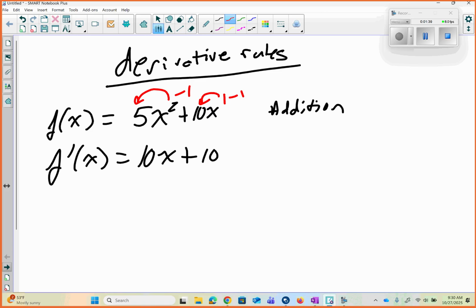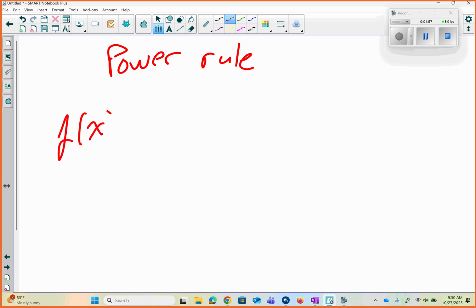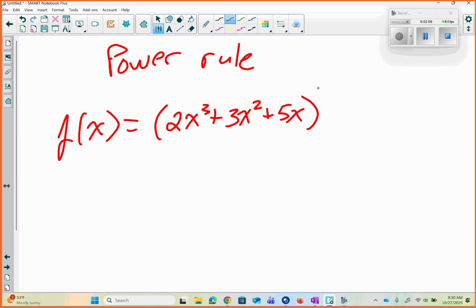So the power rule is like if you have a quantity, like something in parentheses, and you have an exponent outside of it. You guys ready? Okay. So this would be if I had a problem like this. Let's say we had 2x to the third plus 3x squared plus 5x. And let's say it was raised to the third power.